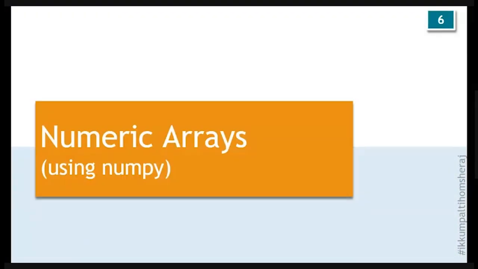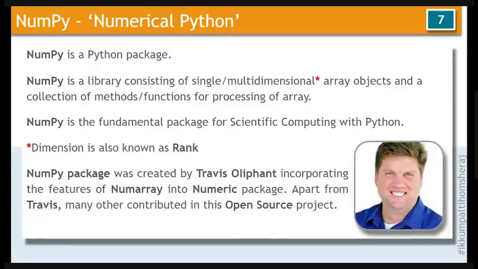Now, as I told you that we are going to start with NumPy because NumPy is basically a 1D and 2D array collection. Later on, when we'll be doing series and data frames, we'll be having customized labels. In NumPy, we have automated labels. That is the major difference between NumPy and pandas. NumPy is a Python package. NumPy is a library consisting of single or multi-dimensional array objects and a collection of methods or functions for processing of arrays. NumPy is the fundamental package for scientific computing with Python.